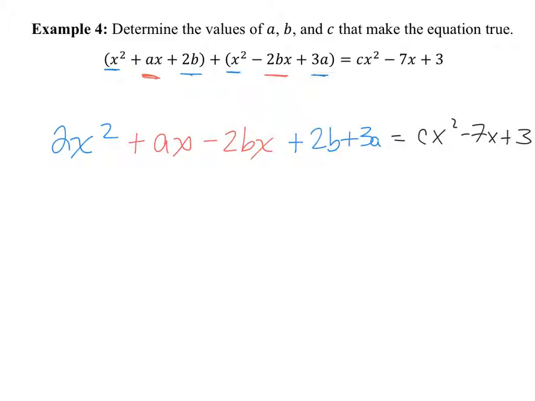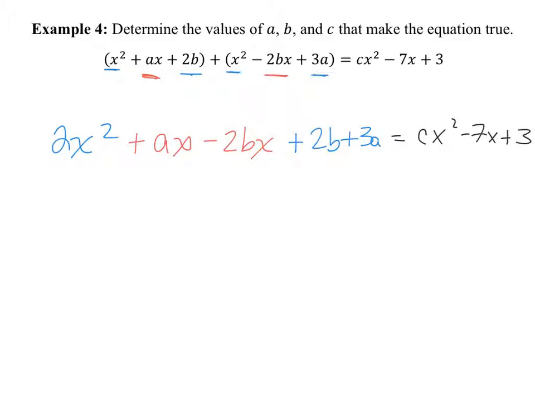Because 2x squared is on the left side. Yes, if you have x squared on the left side, and you have x squared on the right side, the c must be 2. This is called equating coefficients. C must be 2, because they're on both sides of the equation, and they both are coefficients.